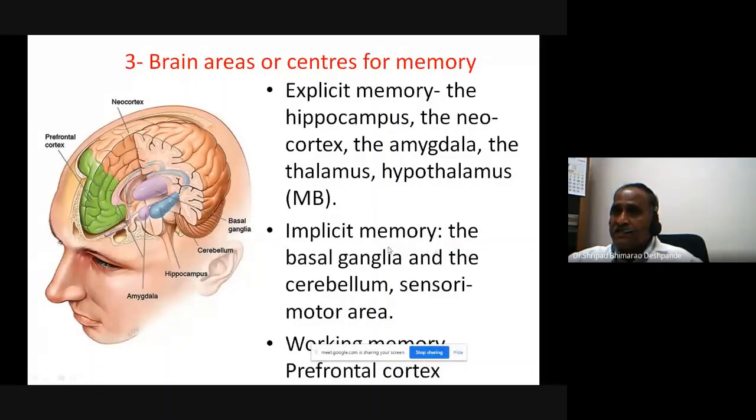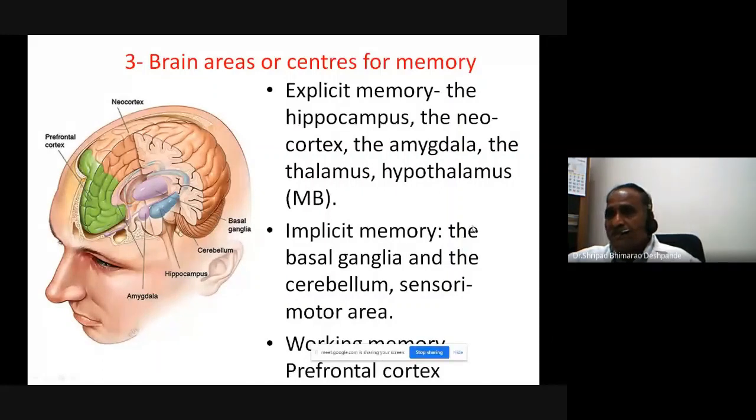Of course, here I have not included it, but I will include the prefrontal cortex also for explicit memory. And I also include the cingulate gyrus, somewhere here. This is the cingulate gyrus, this green area, and the prefrontal cortex. So all these things are necessary for explicit memory.